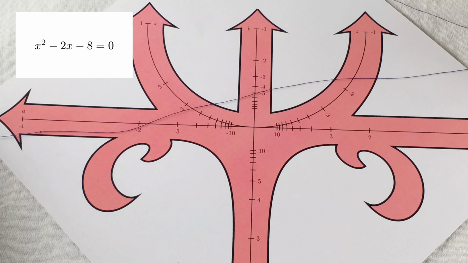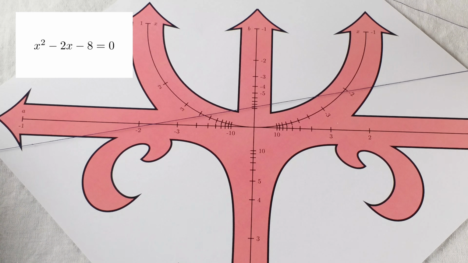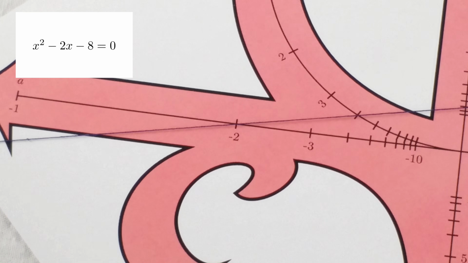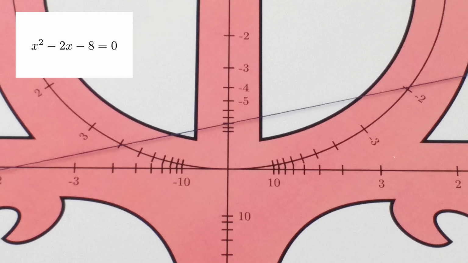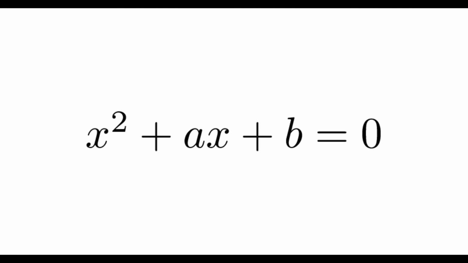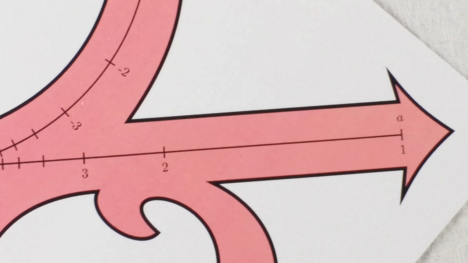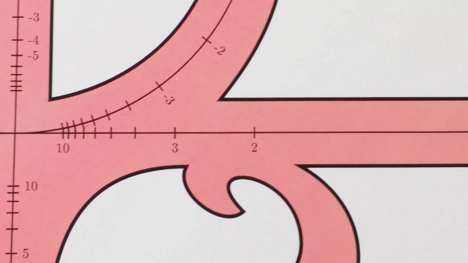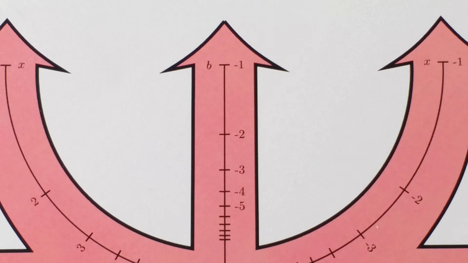But that stuff's for suckers. Get your nomogram. You line up the string with a minus 2 on the horizontal axis and an 8 on the vertical. And then the answers are the two points where the string hits the curved part. Minus 2 and 4, son! Generally, if you have a quadratic like x squared plus ax plus b equals 0, you're going to find a on the horizontal axis and b on the vertical axis, and line them up.